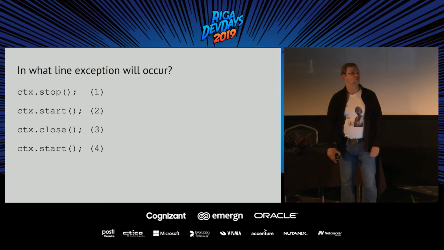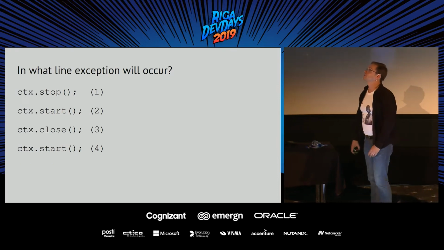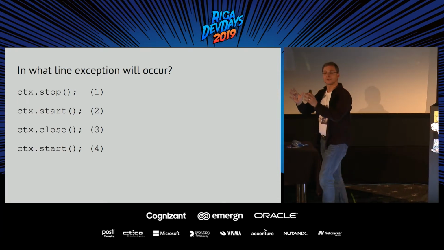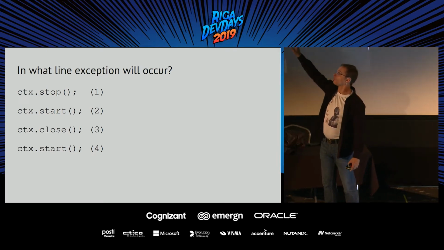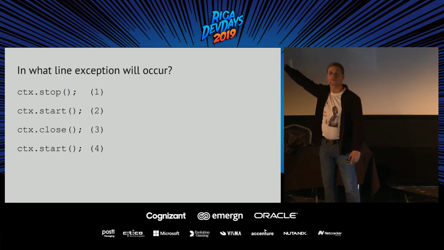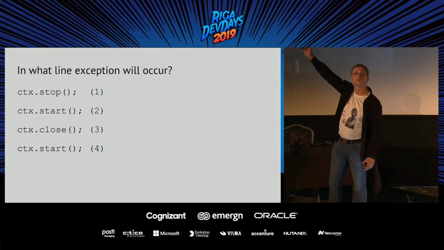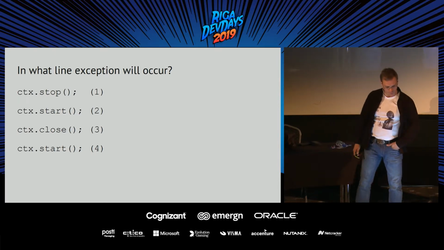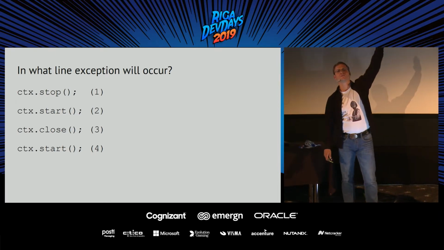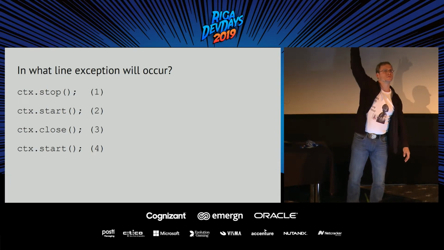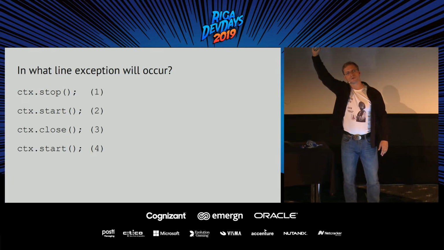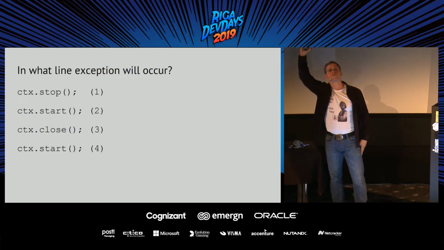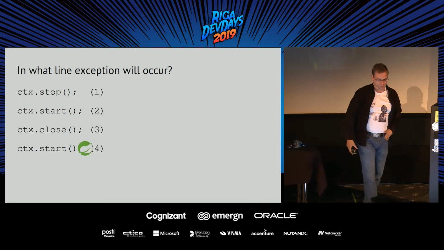And the last question regarding the events. What do you think will happen here? In which line will we receive an exception? Look, I created the context, and then I'm calling context stop, and then I'm calling context start. Sounds strange, start after stop. And then I'm closing the context, and then again I'm calling context start. Where will the exception happen? In which line? Who thinks it's line number 1? Line number 2? It will not happen, start after stop. Number 3. And what about number 4? Who thinks it's number 4? And you are right, it will happen in number 4.